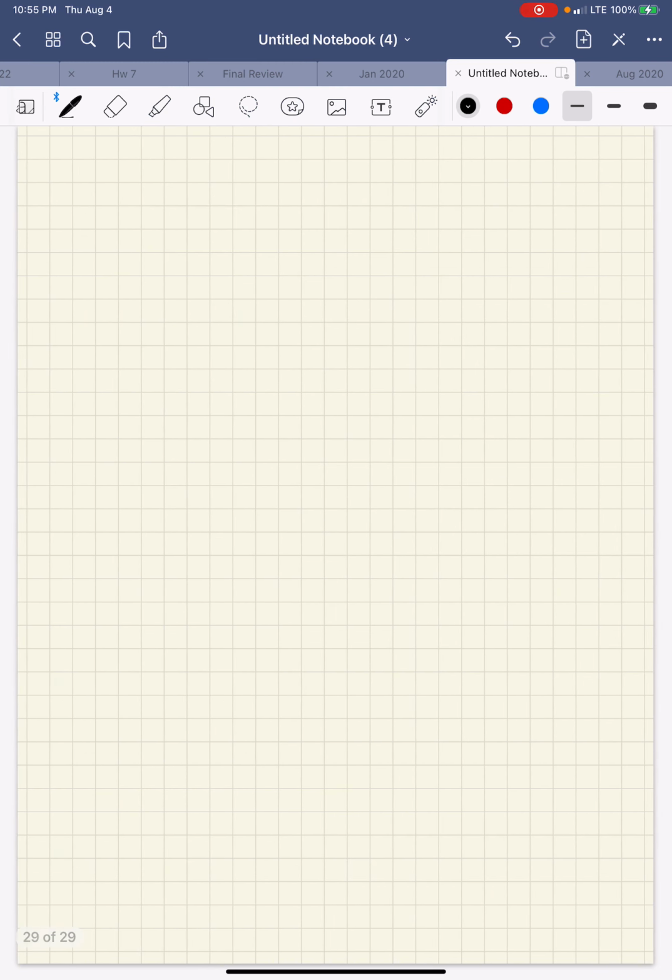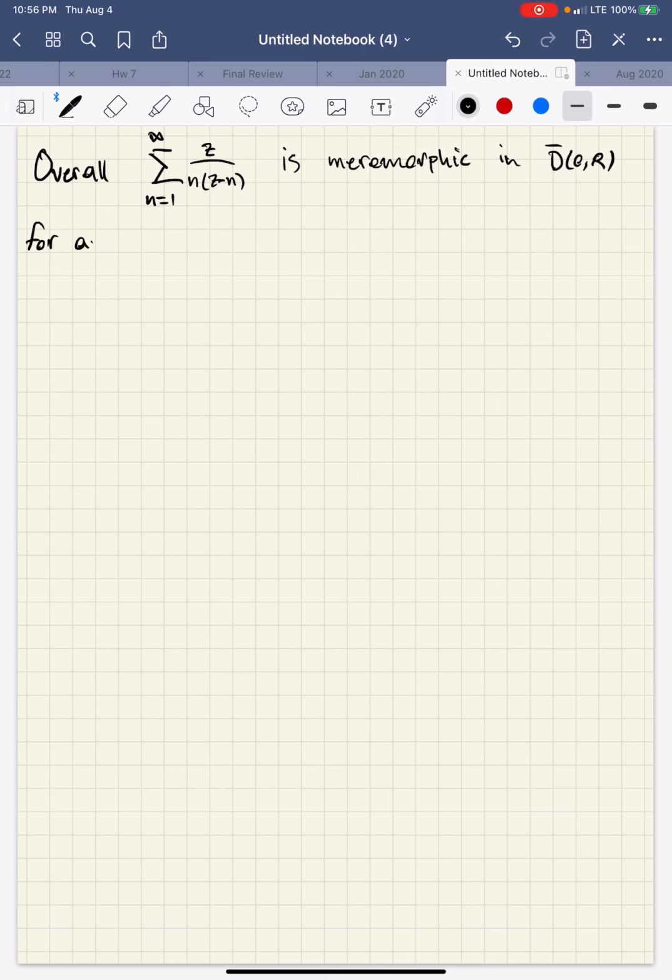So then, overall, we find that the original series that we were looking at, that we split along this radius value, z over n times z minus n, is meromorphic in the closed disk about the origin of radius r for any r greater than 0.